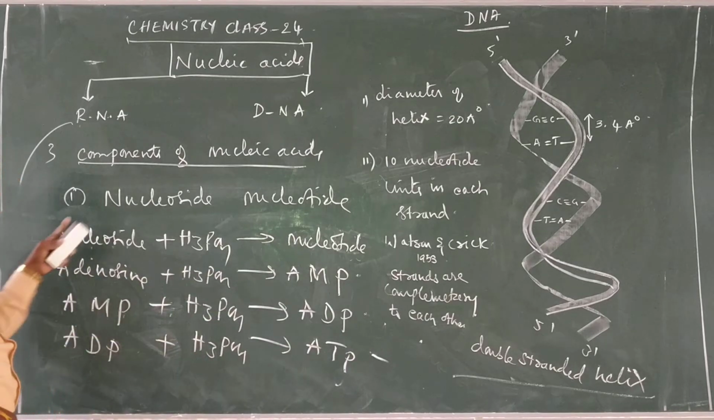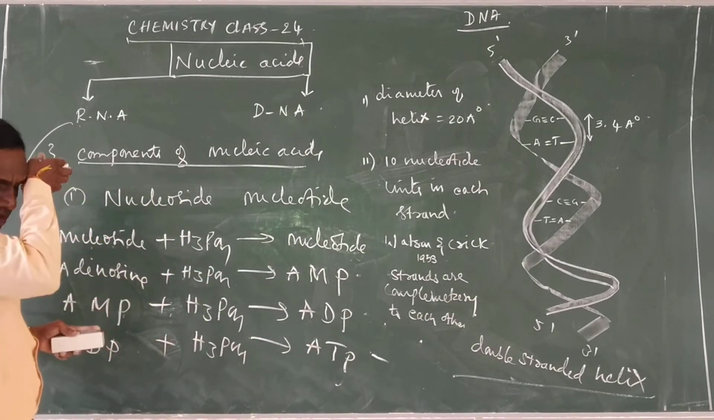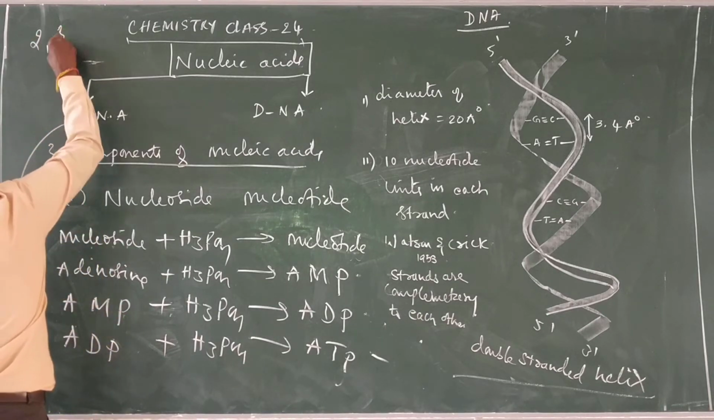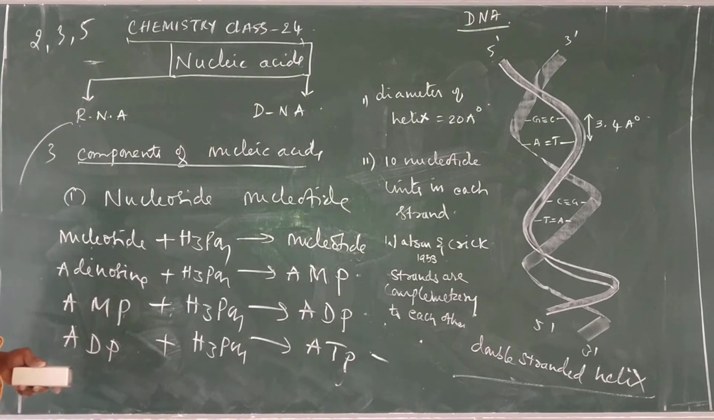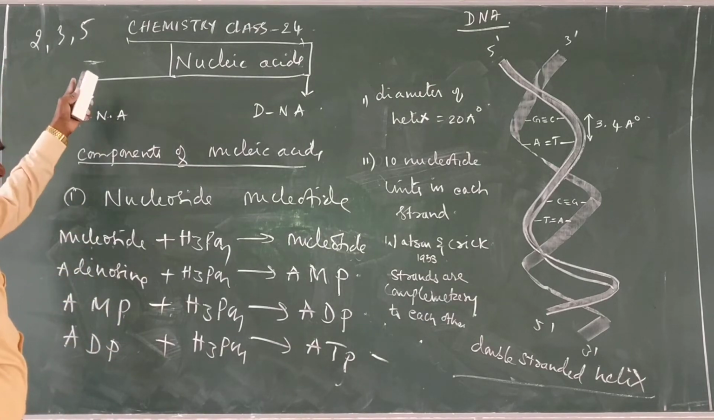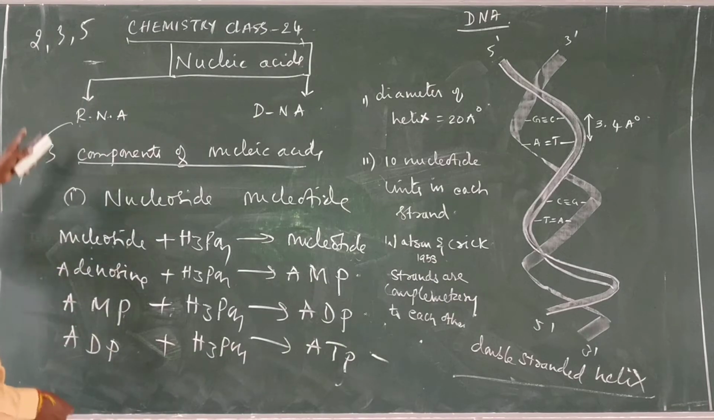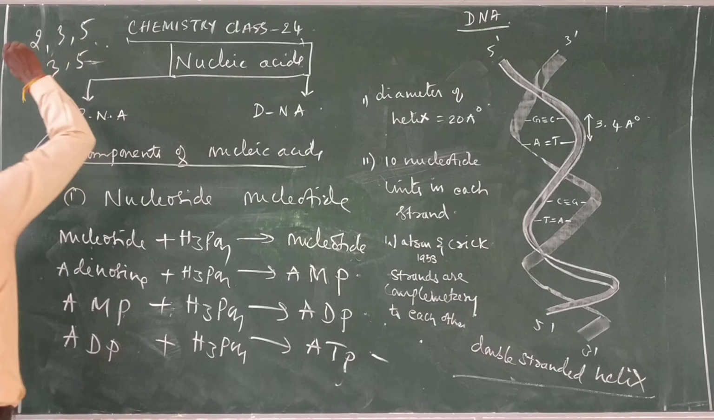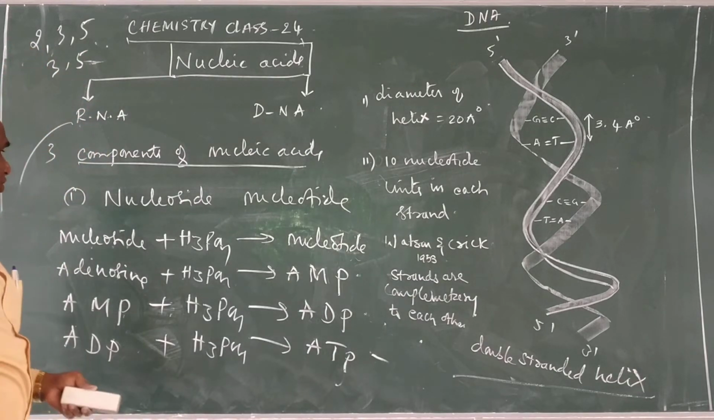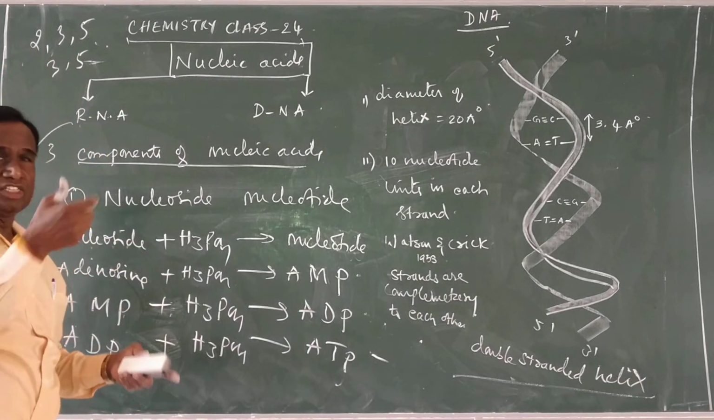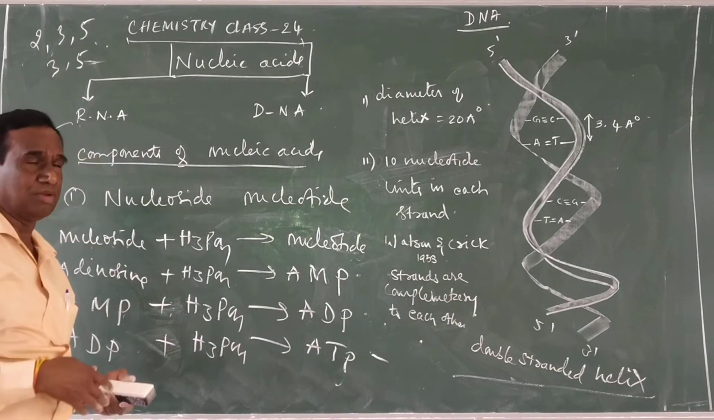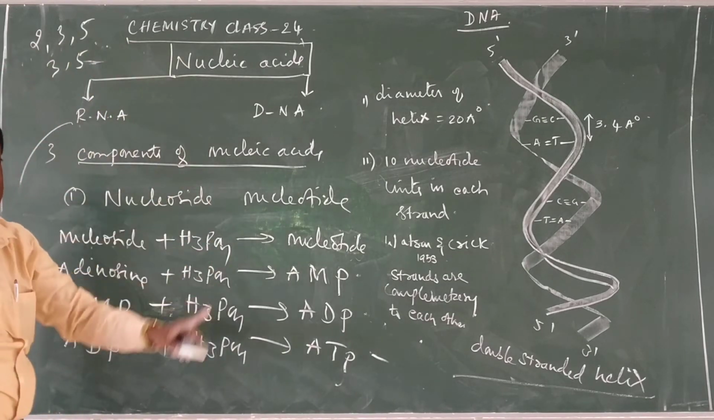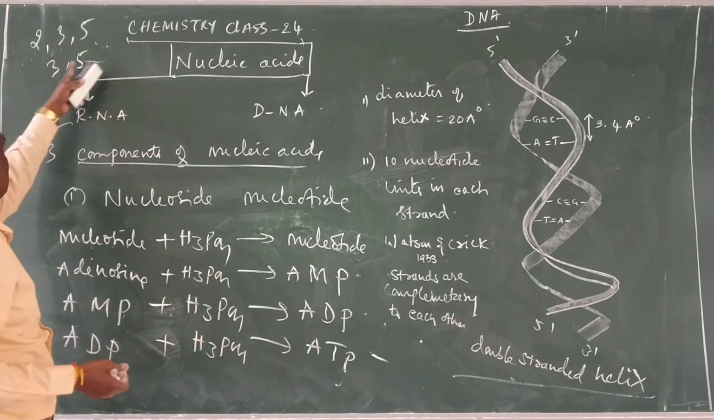These phosphoric acid molecules are added to the nucleoside at the 2, 3, 5 positions of ribose. Phosphoric acid esterification takes place at the 2, 3, 5 positions of ribose or the 3, 5 positions of deoxyribose. These are the positions on the sugar where phosphoric acid molecules are added.